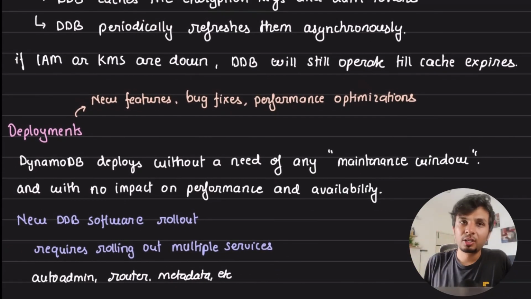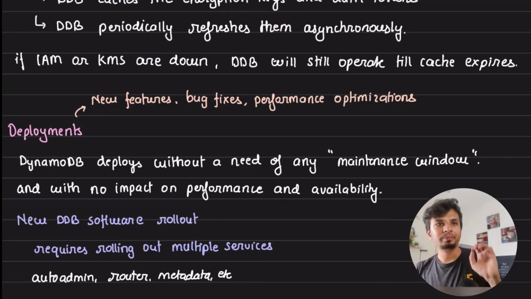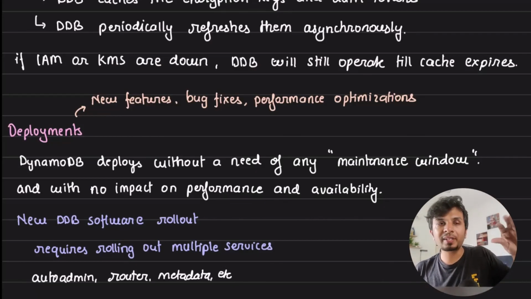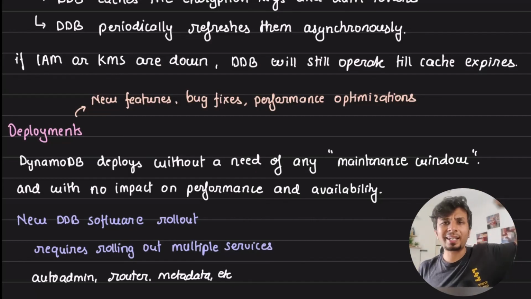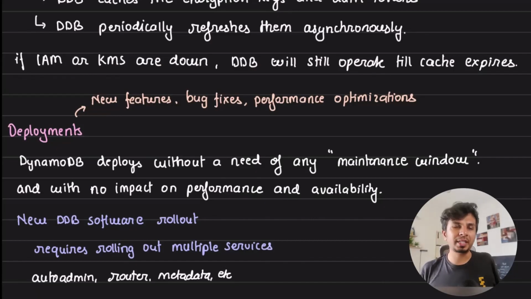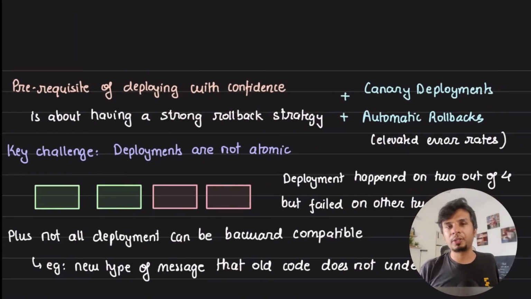How do they ensure that? There are a few very interesting things over here. Plus, when DynamoDB is rolled out, you saw DynamoDB has multiple services, auto admin service, router, metadata and this and that. All of them are deployed. Still no impact on performance and availability. Let's take a look at what they do.